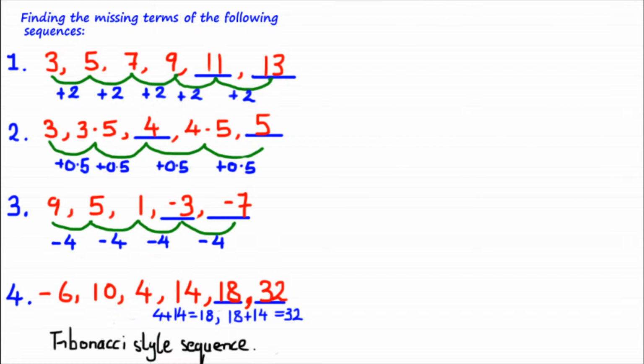So this is a Fibonacci sequence because in order to get a term, we need to add the 2 previous terms. So -6 plus 10 is equal to 4. 4 plus 10 is equal to 14. So therefore, in order to get the next terms, we just need to add the 2 terms that would be previous to it. So that would be 14 plus 4, which gives us 18, and 18 plus 14, which gives us 32.